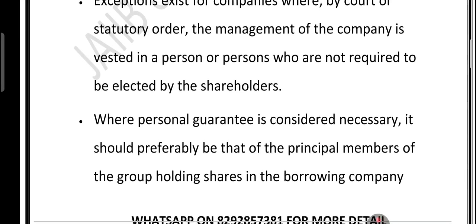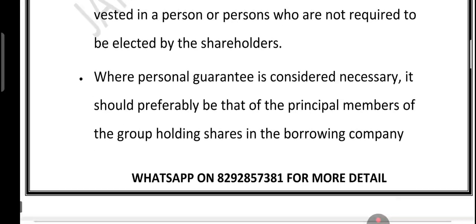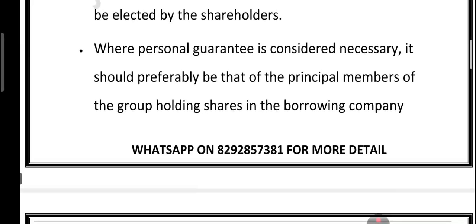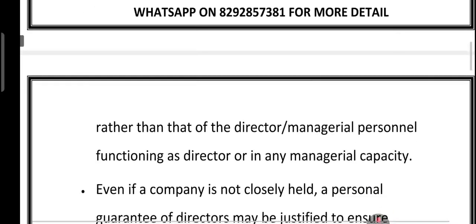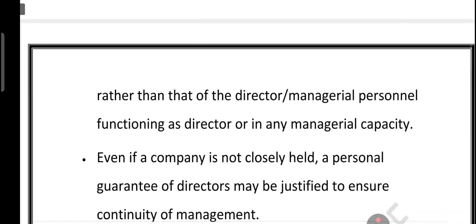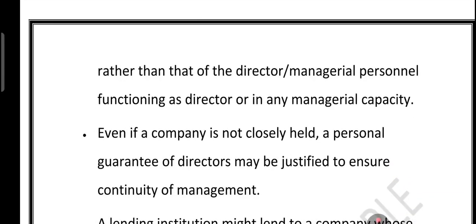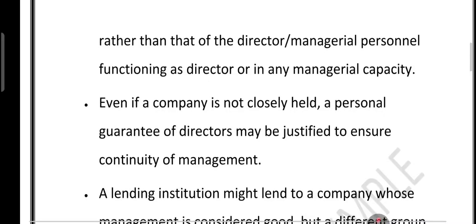But what if the bank still feels the need for a personal guarantee? Then it is smarter to take the guarantee from the real owner, right? The key member or the major shareholders, not just a director or manager working there. Because someone who holds real power and shares will have more skin in the game. So that is why it is a smart move to take the guarantee from the real owner, which means the key member or major shareholder, not just a director or manager working there.